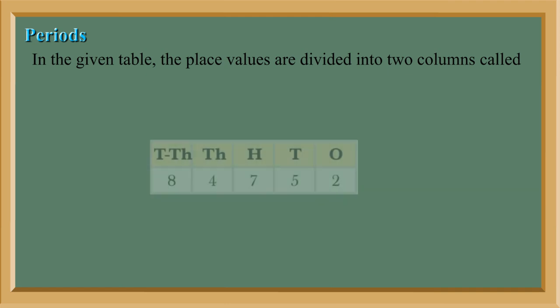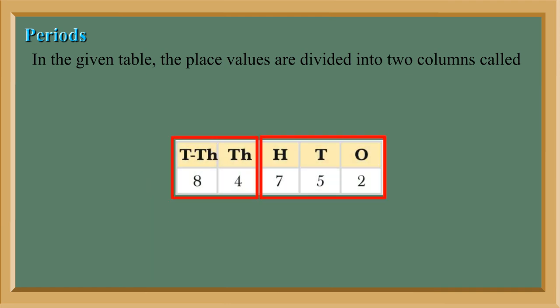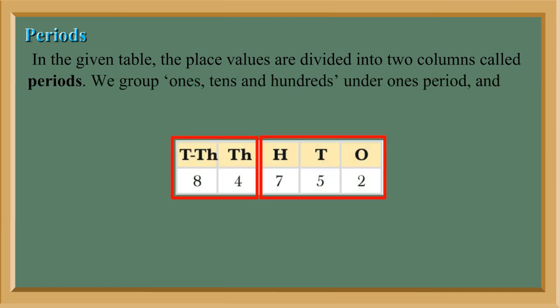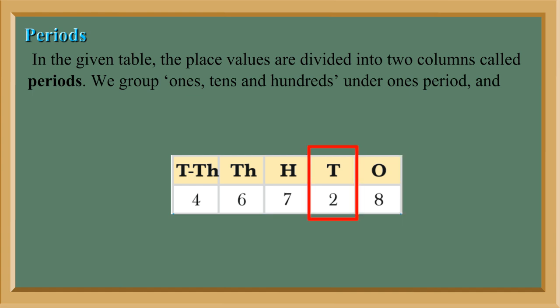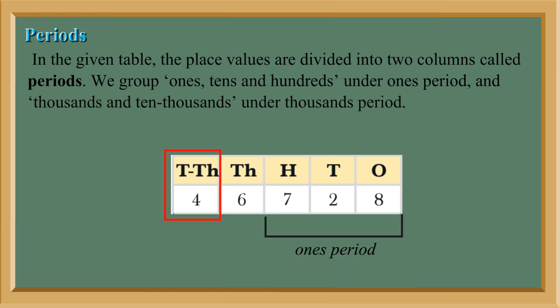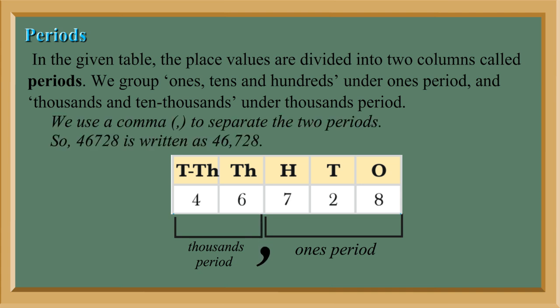Periods. In the given table, the place values are divided into 2 columns called periods. We group ones, tens and hundreds under the ones period, and thousands and ten thousands under the thousands period. We use a comma to separate the 2 periods. So, 46,728 is written as 46,728.